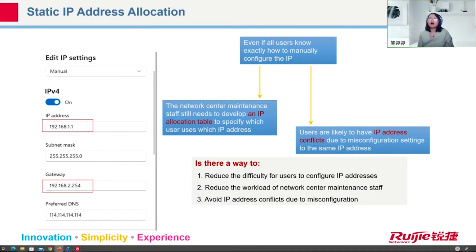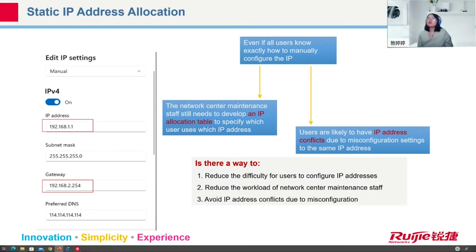And the second, we hope we can reduce the workload of the network center maintenance staff. The engineer doesn't need to maintain the table. I can directly in some places check the allocation of IP address. So this is the second.